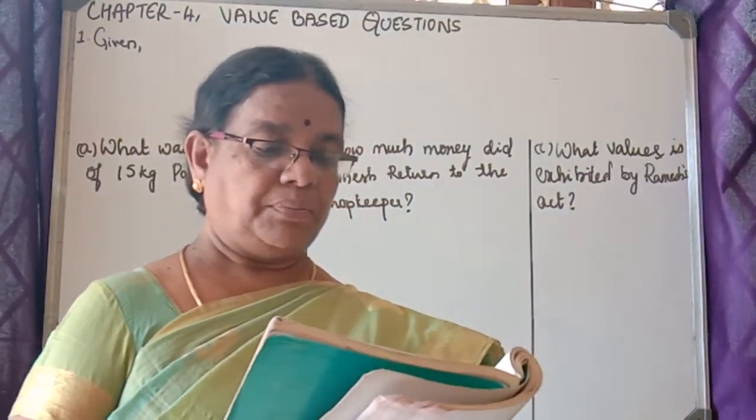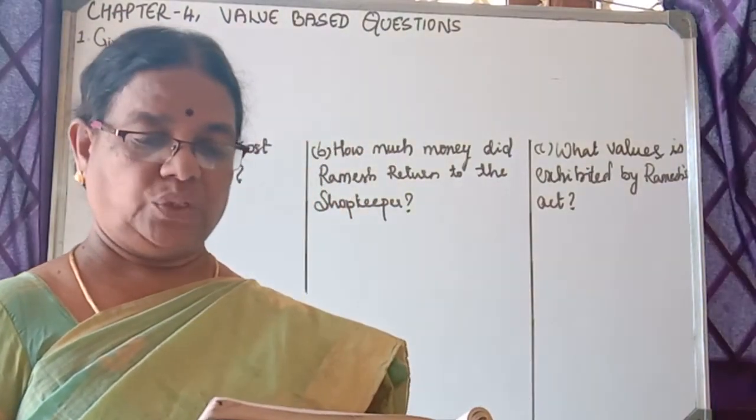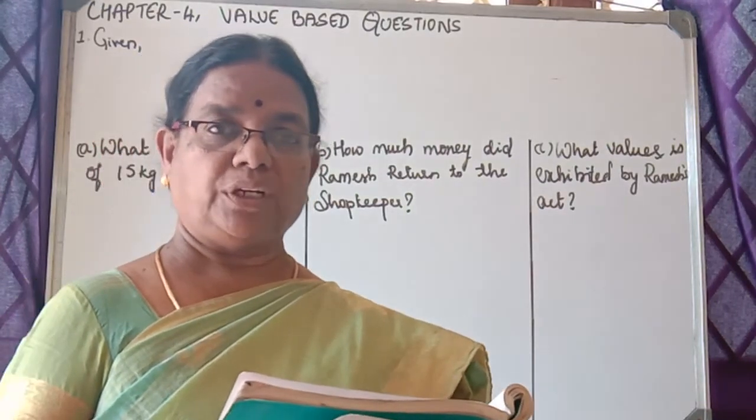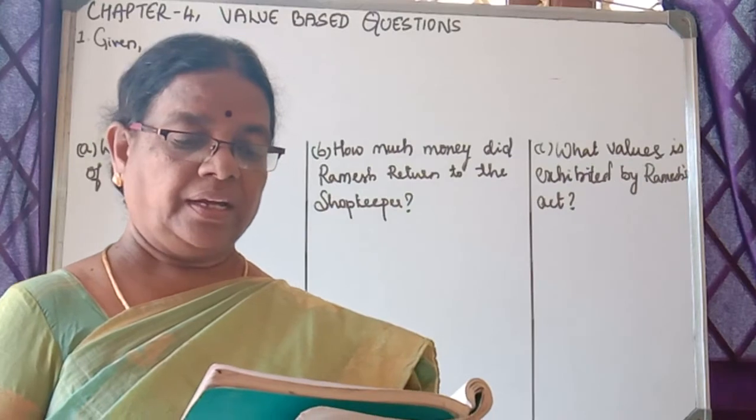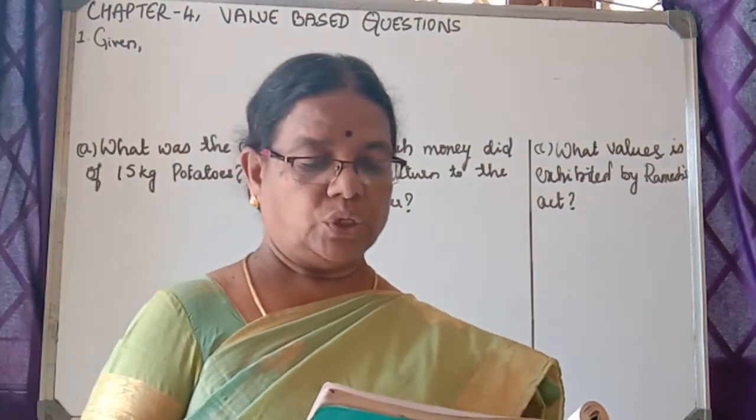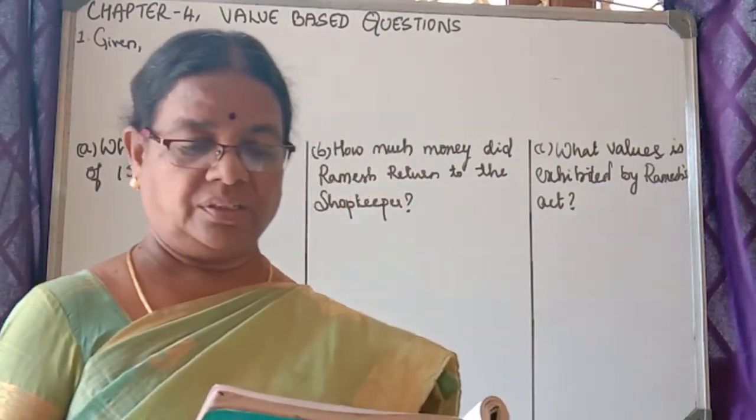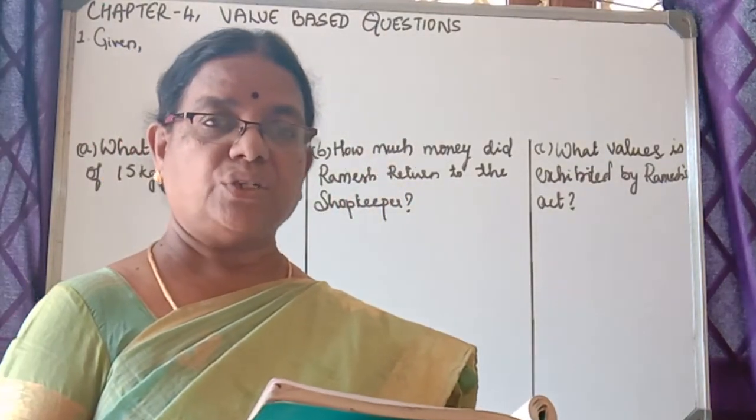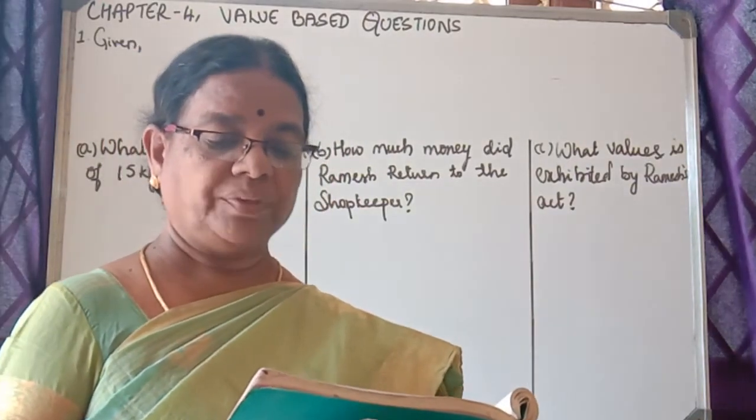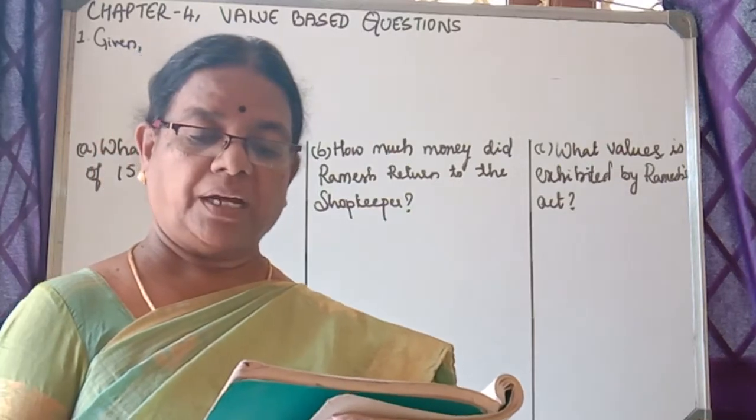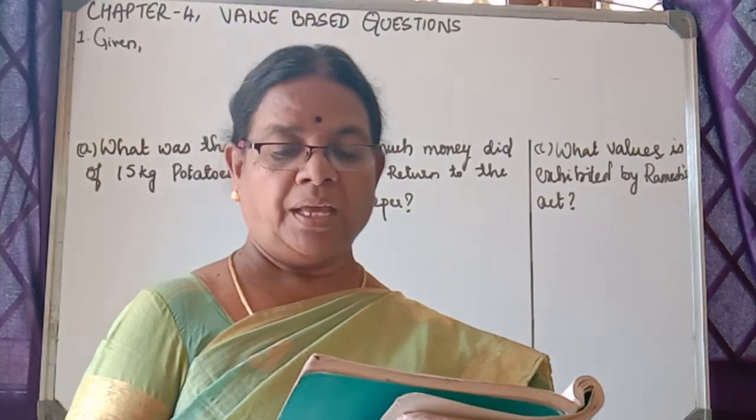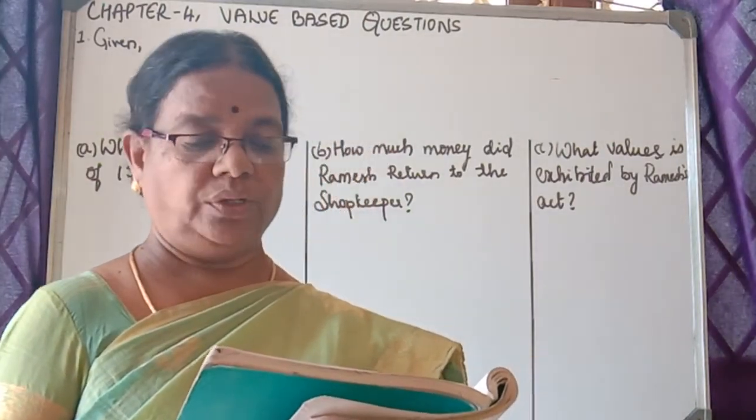First question: Ramesh went to the market to buy potatoes. He found a shopkeeper selling 2.5 kg potatoes for rupees 30. Ramesh bought 15 kg potatoes from him and gave the shopkeeper a rupees 500 note. The shopkeeper gave back a balance of rupees 350 to Ramesh. On the way back home, he realized that the shopkeeper had returned him more money. Ramesh went back to the shop and returned the extra amount.